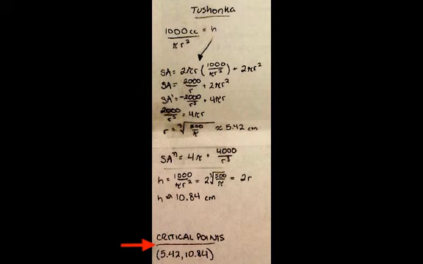So you can see through some solving that our critical point is at 5.42, 10.84. Now that just means that the radius is going to be 5.24 centimeters and the height will be 10.84 centimeters. And that is how you solve a Tushanka can. Just in general, you solve it. Real good.